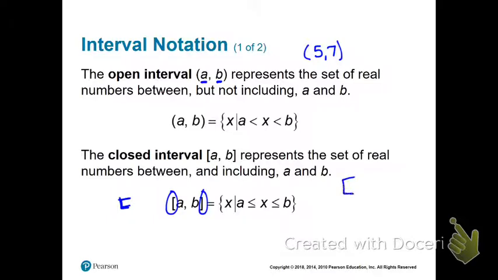So if I write using the same numbers here, this means that every number between 5 and 7 is part of our answer. And 5 is part of our answer, and so is the 7. So the 5 and 7 are included.